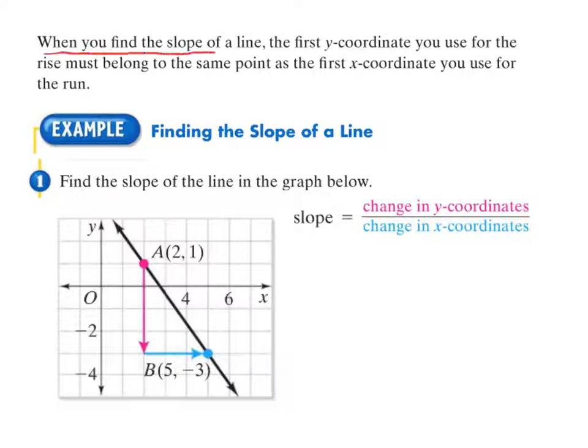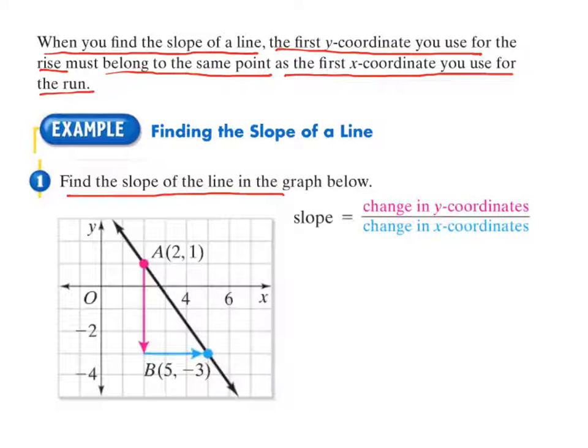When you find the slope of a line, the first y coordinate you use for the rise must belong to the same point as the first x coordinate you use for the run. What does it mean? When we do the problem, it will become very clear.